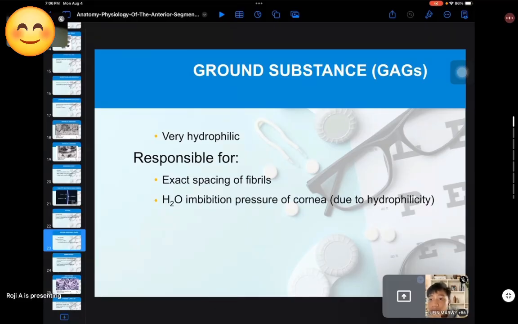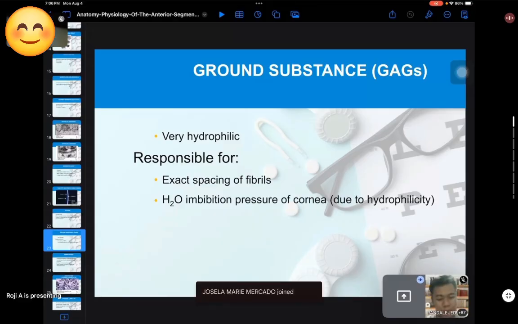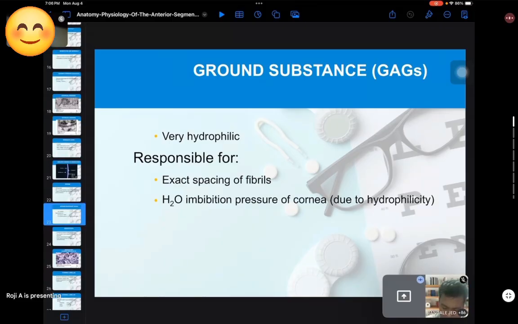Anyone? Water loving. Very good. Philic means love, right? So hydro is water. So this is water loving. Very good. So responsible for that is the ground substance. Okay? And this is causing the water imbibition. That's why there is that retention of water.